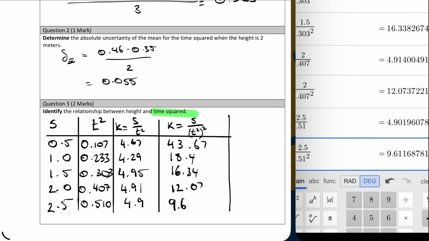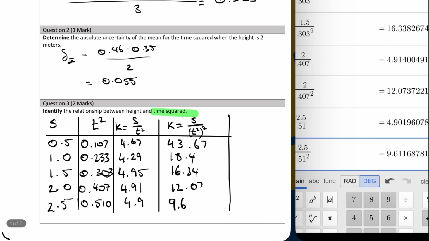So I would get 1 mark for utilizing all of this data. I'm just going to put that tick over here, 1 mark for utilizing all of that data, and I would give myself 1 mark for saying that s is proportional to t squared. It hasn't asked for the mathematical relationship here, so that proportionality statement is fine.